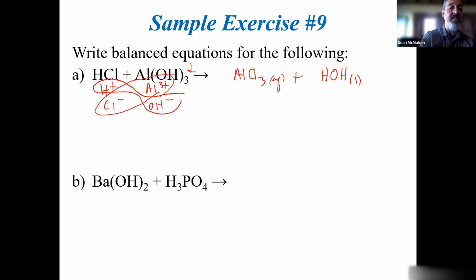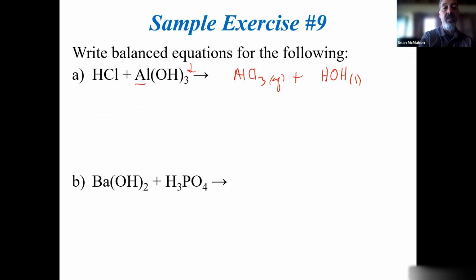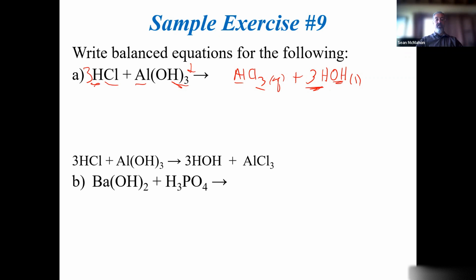And why do I write it as HOH, liquid? Because now I need to balance this. And what I see is, if I balance metals, I have 1 aluminum, 1 aluminum. And then I go to non-metals, 1 chloride, but I have 3. I need to put a 3 here. Then I see I have 3 hydroxides, only have 1 here, 3. Saving hydrogen for last, 3 hydrogen, 3 hydrogen. I'm balanced.